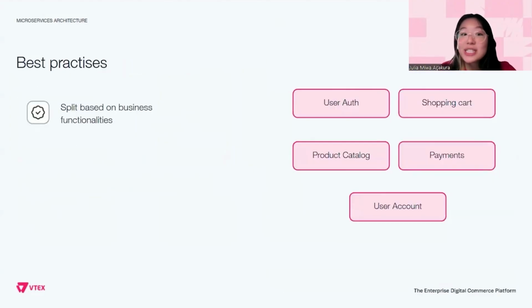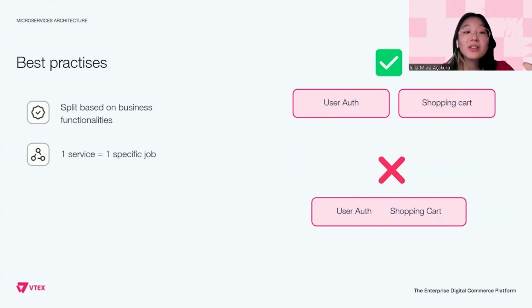Well, first of all, the best practice is to break down the application into components or microservices based on business rather than technical functionalities. So taking the example of e-commerce, you could have user authentication and shopping cart and so on. And in terms of size, each service must do just one specific job.